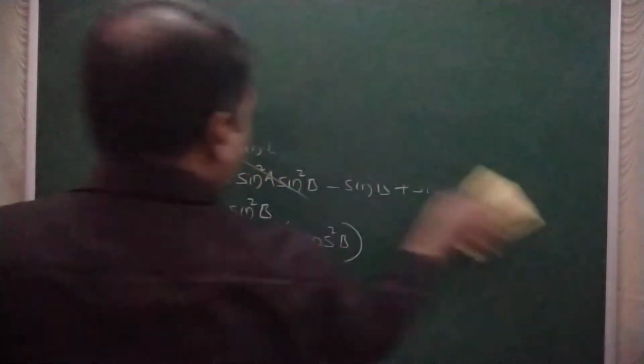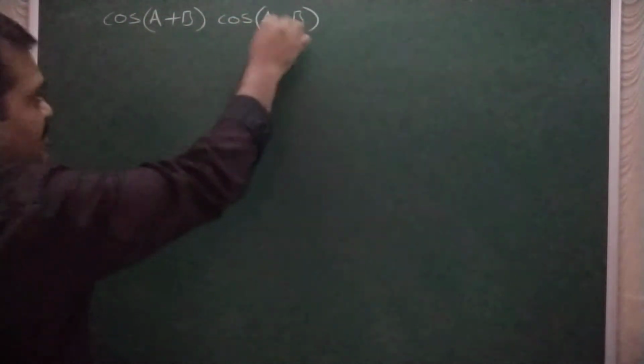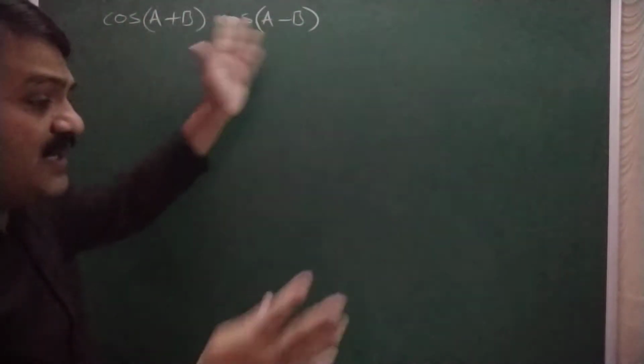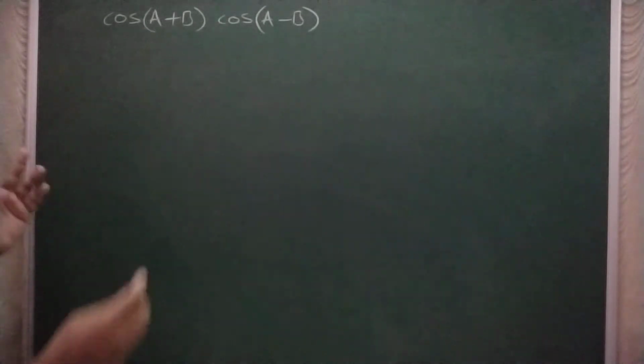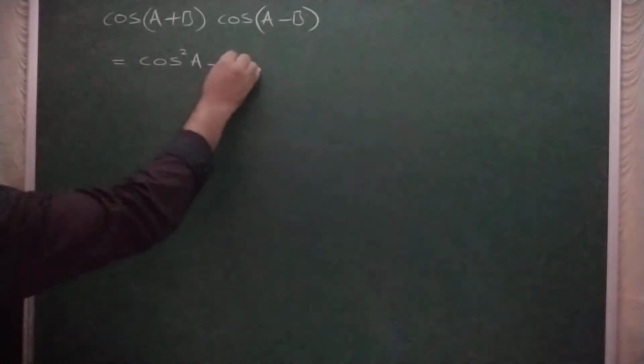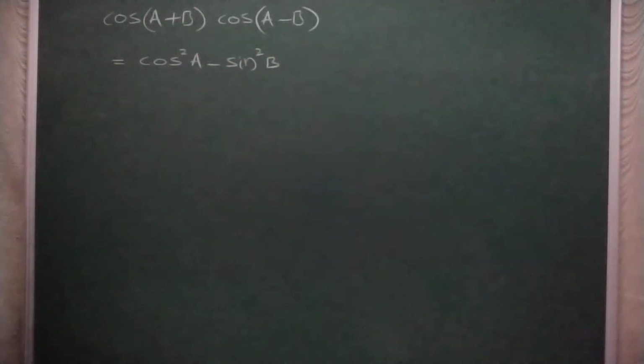Next. Now similarly, we can derive the formula for cos of A plus B into cos of A minus B. Same process. So in the same process, we write the cos of A plus B formula, we write the cos of A minus B formula, and multiply both of them to get the result. So directly I am writing the result here. So this is the formula for cos(A plus B) into cos(A minus B).